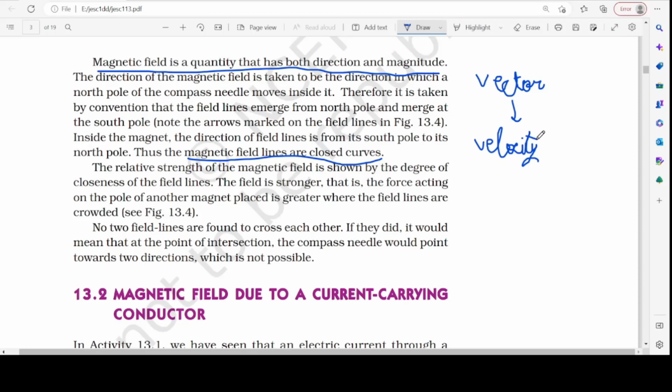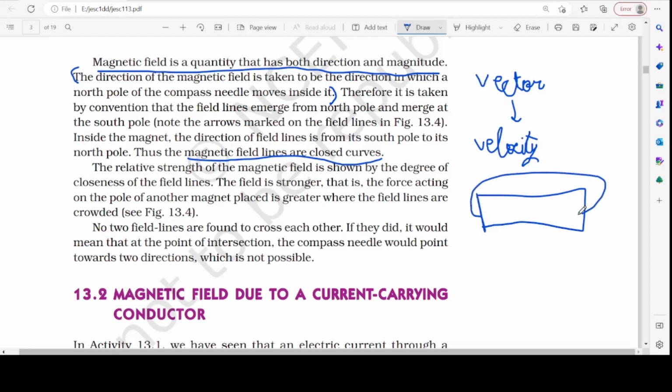Now moving ahead, the direction of the magnetic field is taken to be the direction in which the north pole of the compass needle moves inside it. This is important. This is the default direction of the magnetic field that is to be considered. By convention, the field lines emerge from the north pole and merge at the south pole, as we saw already. We can also say that magnetic field lines are closed curves. They are always closed curves, as we have already observed.